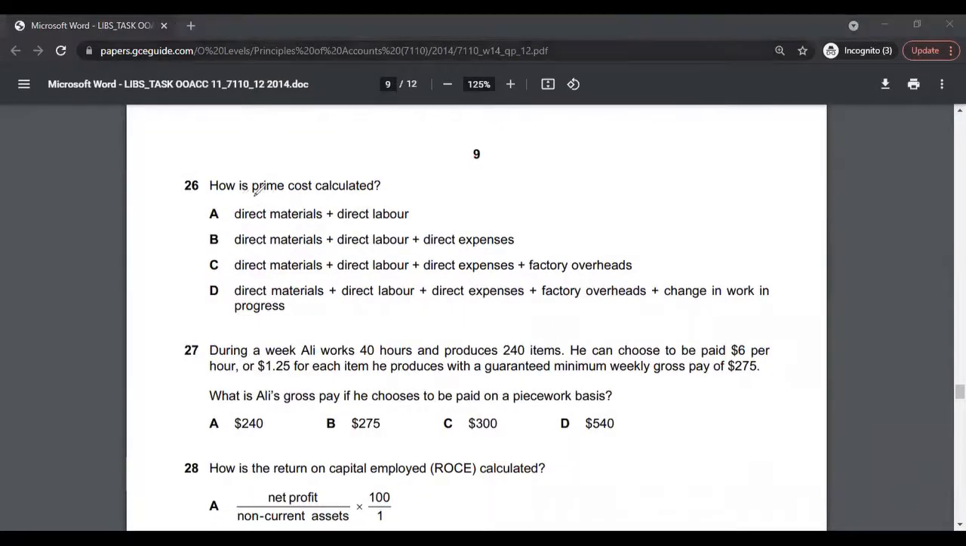Multiple choice 26. How is prime cost calculated? Prime cost is all direct expenses. So if you see, that's option B. The answer to multiple choice 26 is option B. You add up all the direct materials, direct labor, and direct expenses. Factory overhead is not a direct expense.